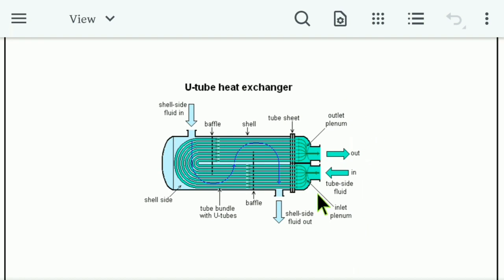Outlet plenum, inlet plenum, tube side fluid out and in direction. There are also some baffles. This one is the shell. There are the tube sheet, shell side fluid out, shell side fluid in, and this is the shell side. And this one, the blue color, is the tube bundle with U-tubes.